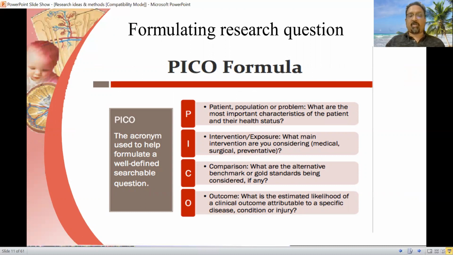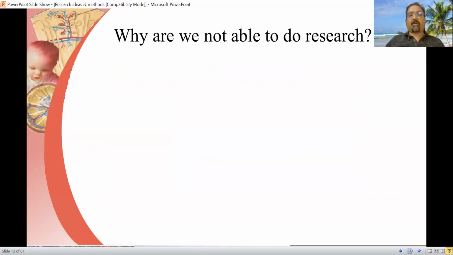So you need to know what patient population you are going to address, what intervention you are doing, or what exposure you are giving, and then what is the gold standard you are comparing with, and you have to define your outcomes. So why are we not able to do the research?